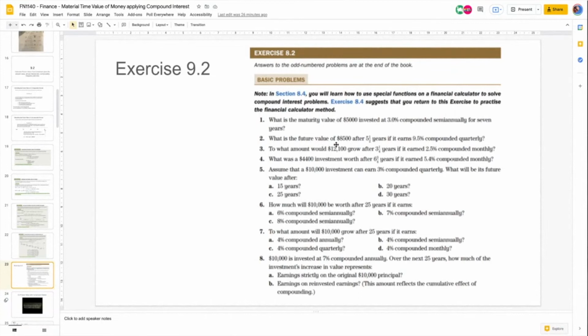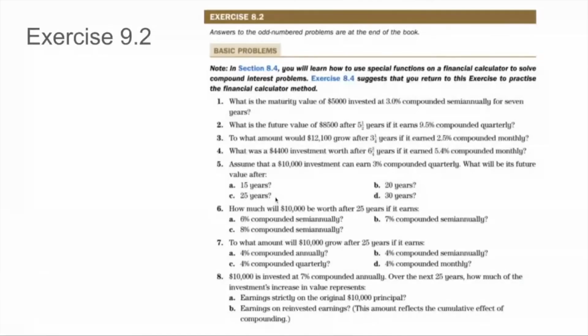What's the future value of $8,500 after 5.5 years if it earns 9.5% compounded quarterly? So this sort of thing, again, we need to really think about it before we ever address the problem. So let me bring that up because my eyes all go silly when I can't see this. So what's the future value of $8,500? So $8,500 is the present value. So the PV is $8,500.